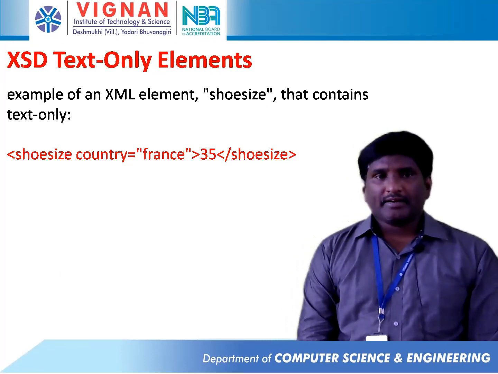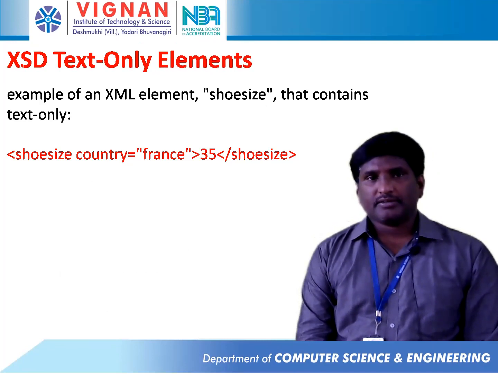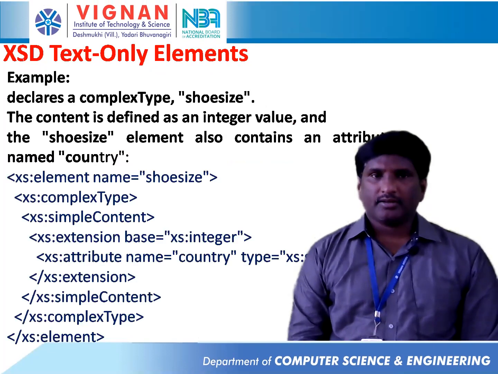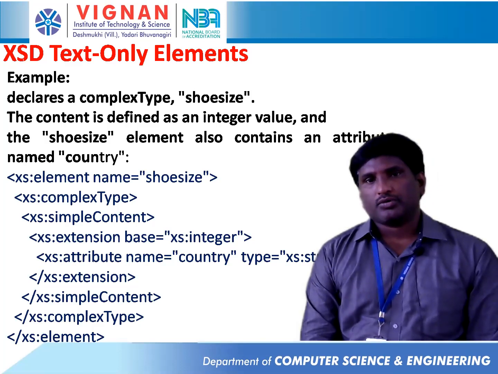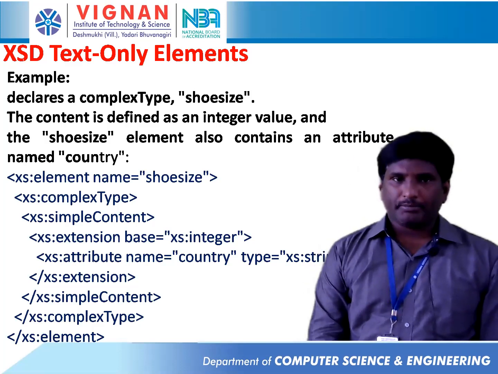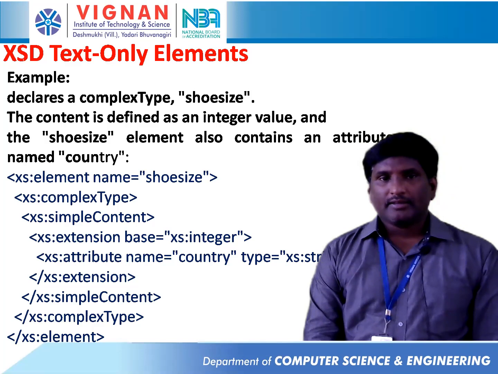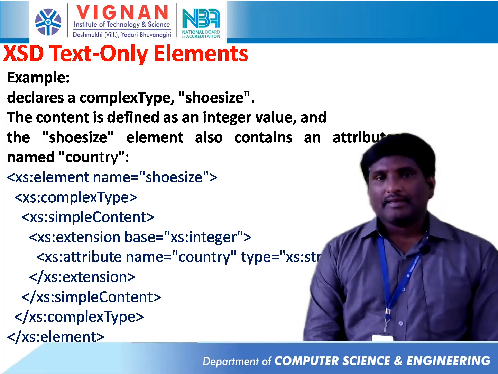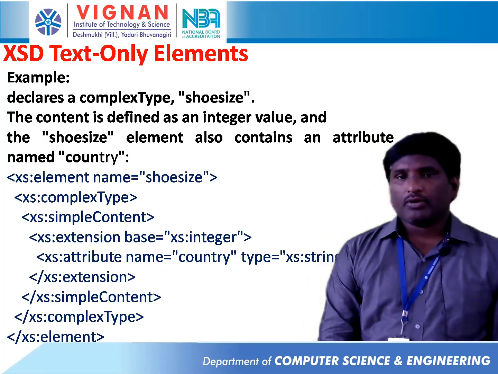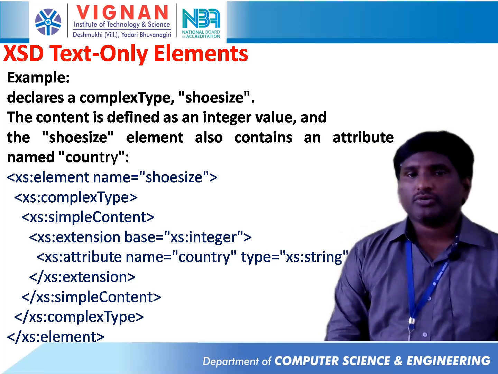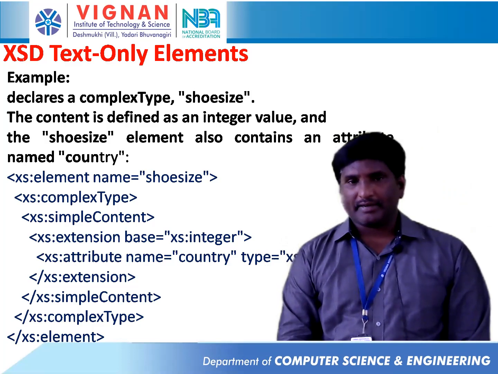An example for the shoe size that contains only text. Shoe size, country France, and this is shoe size 35. What is the XML schema for this? To declare the complex type of shoe size, the content is defined as an integer value, and the shoe size element also contains the attribute name. So name equal to shoeSize, complexType, simpleContent, simpleContent extension base xs:integer. Then the attribute name equal to country, we are specifying name, and type equal to xs:string. This is the extension we are applying for this simple content.